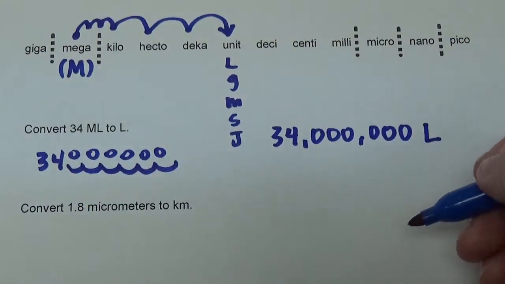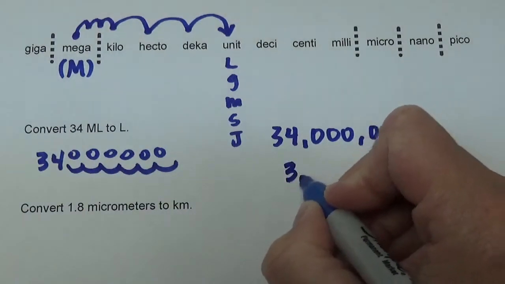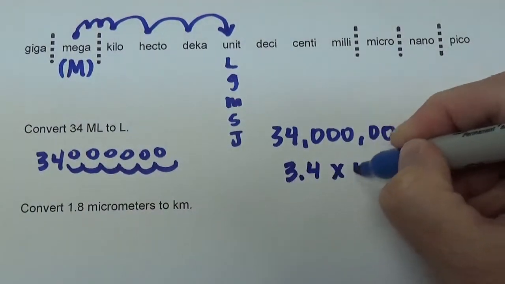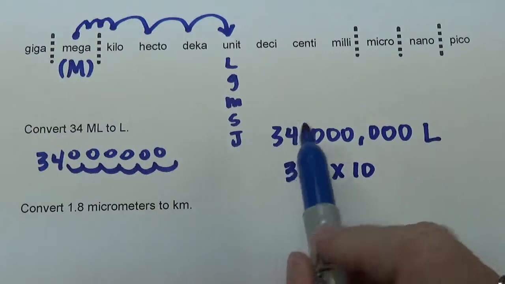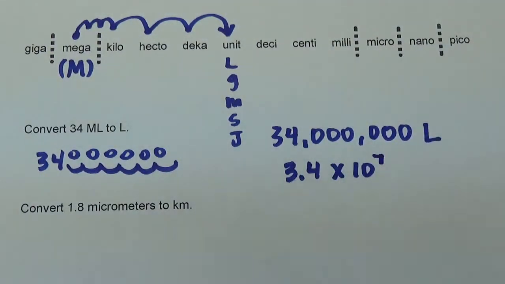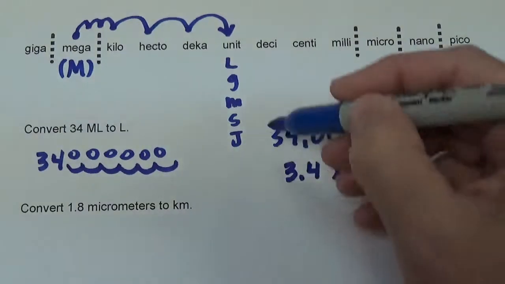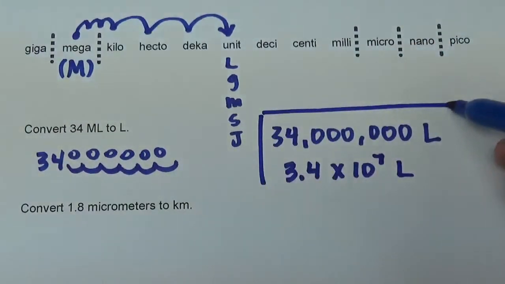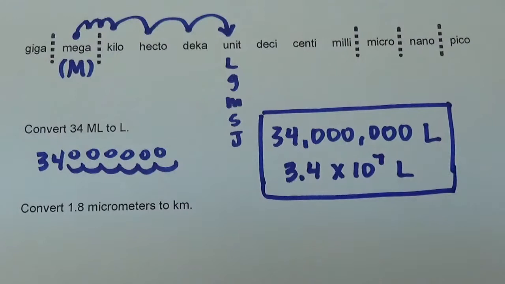Now I want to show you another way that you can write that number. You could also write 3.4 times 10 to the, and see how many decimal places there are. 1, 2, 3, 4, 5, 6, 7. 10 to the 7th liters. Either one of those would be correct. Sometimes it just saves us time to write things in scientific notation.